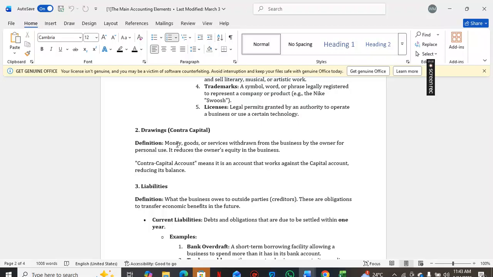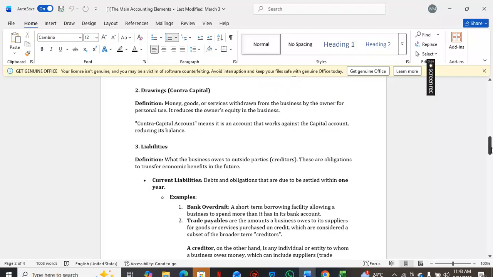Then we've got liabilities. What we owe. These can be separated into current and non-current liabilities. Current liabilities, you have to pay them within a year. Non-current liabilities, you can pay them after a year. Long-term debt. Current liabilities, short-term debt. It's all about the timeline.